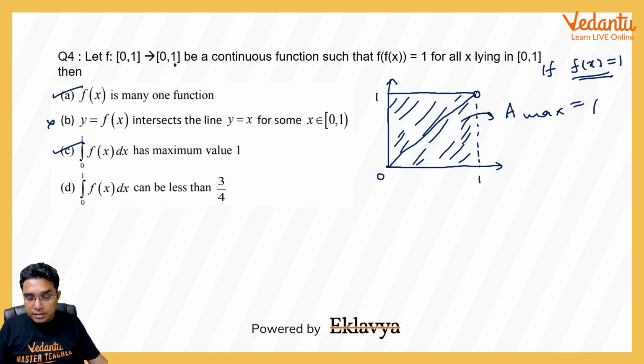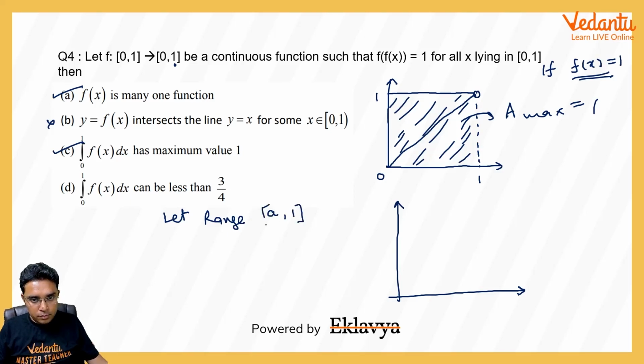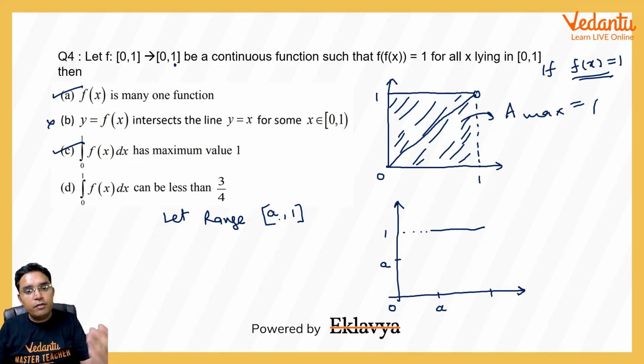Now coming to this D part, the integral of f(x) dx from 0 to 1 can be less than 3 by 4. Now to do this question, we need to find what can be the minimum possible value of this area. And to do this, let us take that range B. Earlier I took half to 1, now I'll take a comma 1. A comma 1. That means from a to 1, the value of function will be throughout 1. And between 0 to a, the value should be somewhere between a to 1.